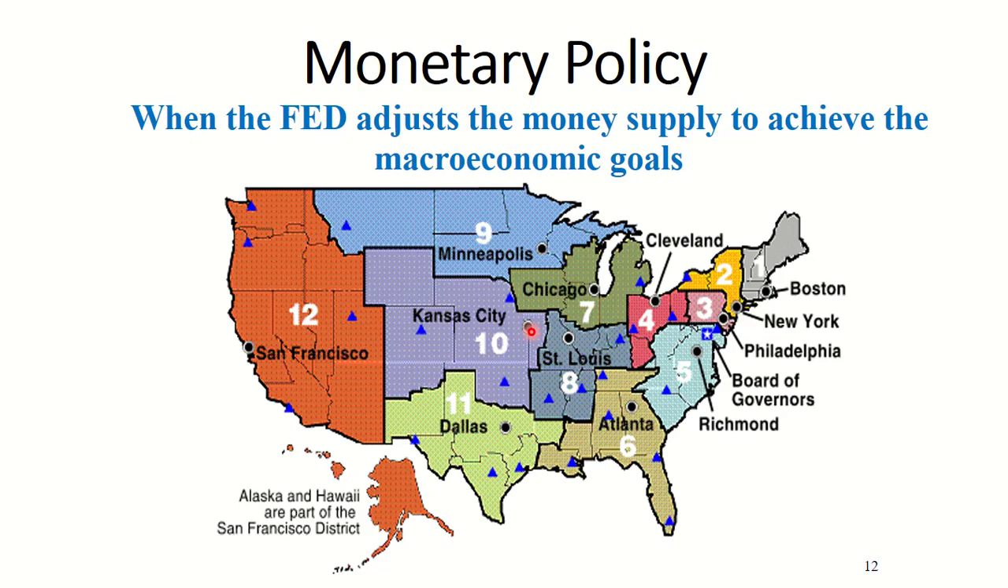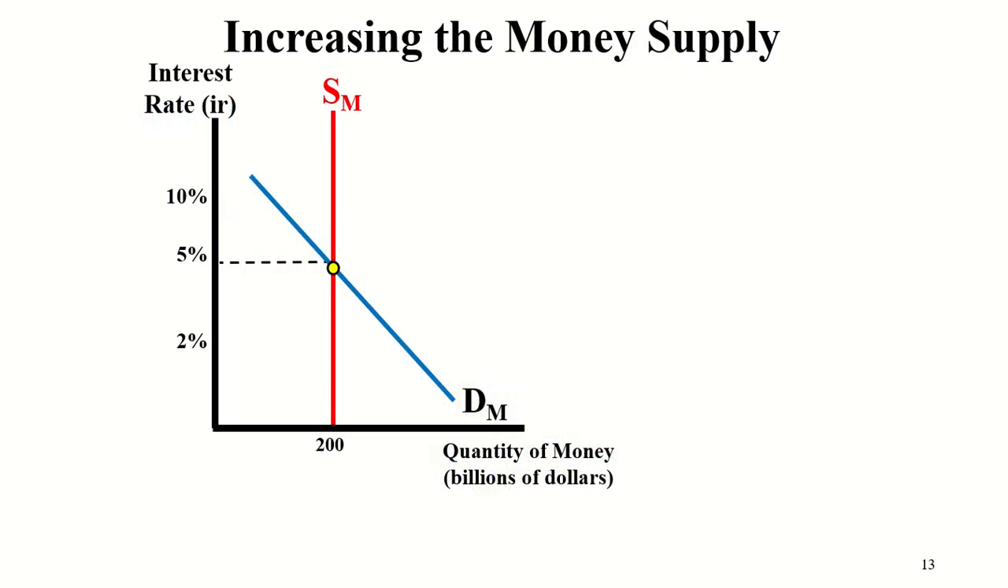There are the 12 different districts of the Federal Reserve. So the Fed adjusts the money supply to achieve macroeconomic goals, right? Remember those macroeconomic goals were to promote growth, to limit unemployment, and to keep prices stable. That's their main thing, right? Just like fiscal policy is supposed to be doing, right? So let's see how the Federal Reserve does this.